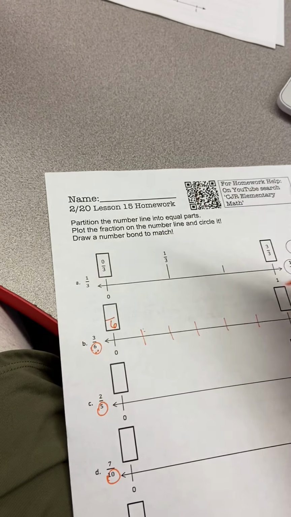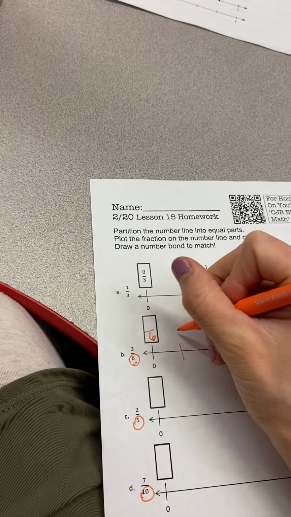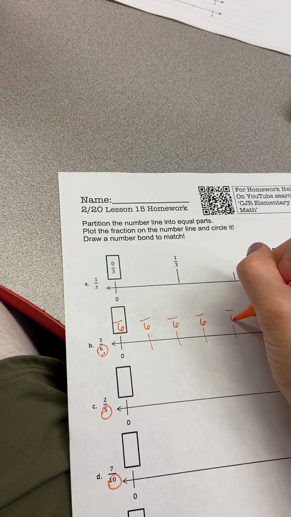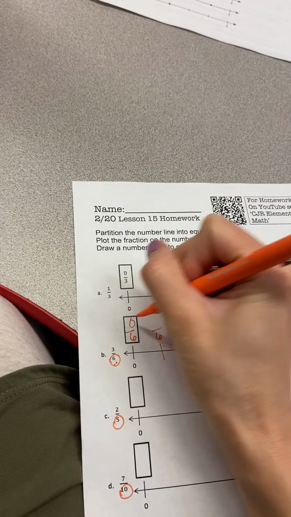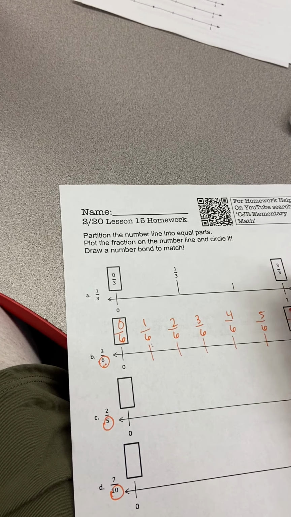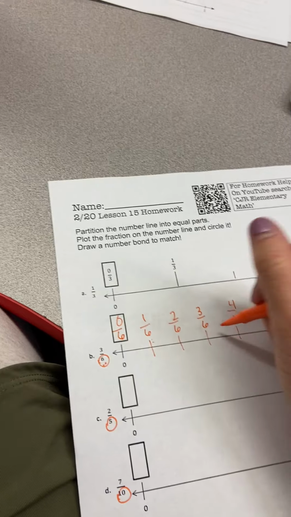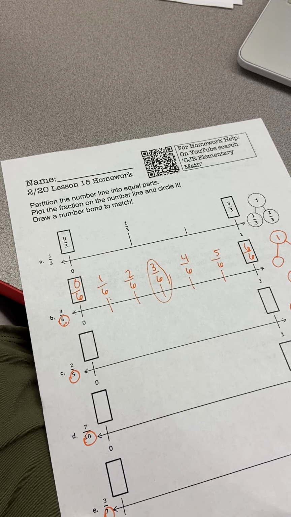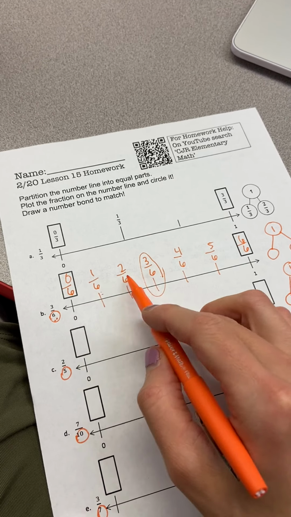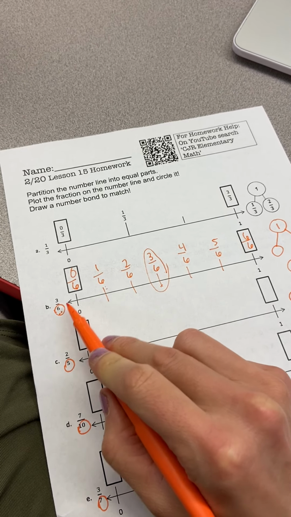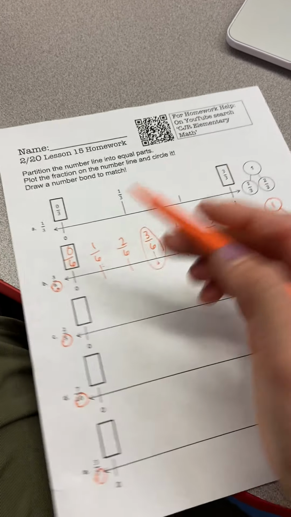I know that I label my denominator, and then I count on from 0, and it says to circle 3/6, so I find 3/6, and I circle. Now, the students at this point don't need to label all of the tick marks if they feel as though they can just label the fraction that is supposed to be plotted.